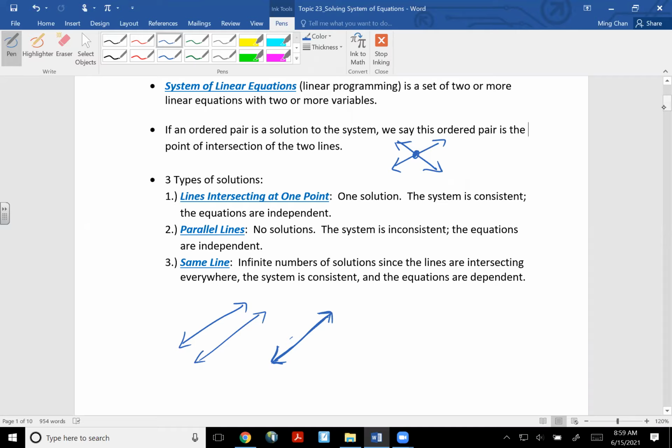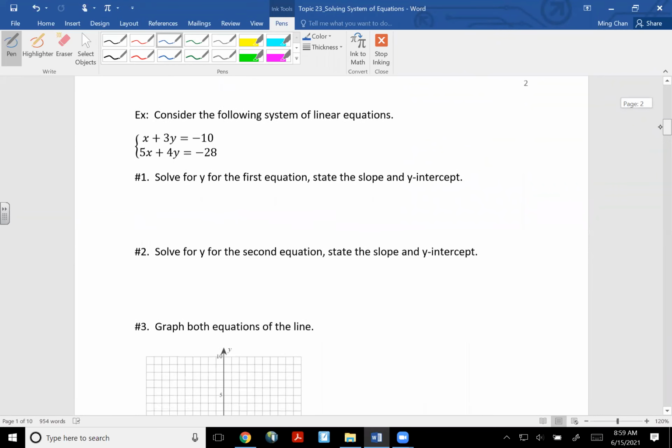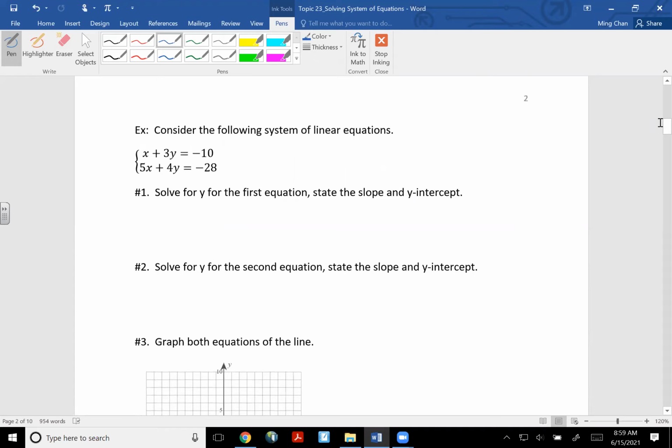All right. So three types of solutions: one solution, no solution, or an infinite number of solutions. So let's take a look. All right. So here I've got a system of linear equations. Okay. So that means I'm going to end up drawing two lines. Solve for y in the first equation. So I'm going to say this is the first one, this is the second one. I'm going to solve for y for the first equation and state the slope and the y-intercept, because I'm going to use the slope and the y-intercept to help me graph.